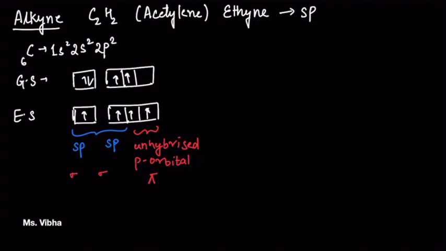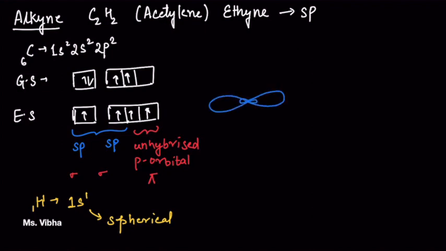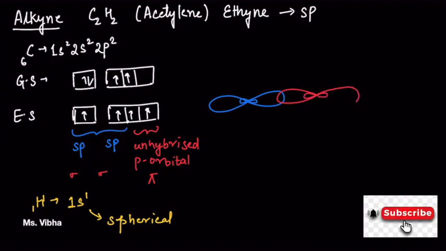Now here we will directly write hydrogen also. So hydrogen has 1s1 electronic configuration. The shape will be that of an s orbital, so the shape will be spherical here. Now we have to remember that the shape of the sp orbital is linear, so we will be making two sp orbitals. This is one sp and this is another sp, and these are of one carbon. In the same way, we will make the sp orbitals of the other carbon. So this is one sp orbital and this is another sp orbital.